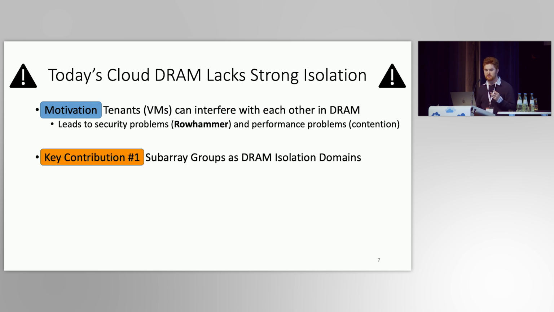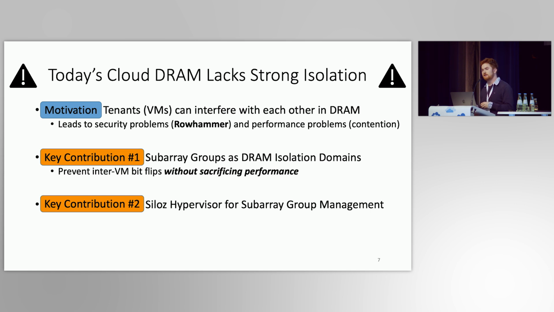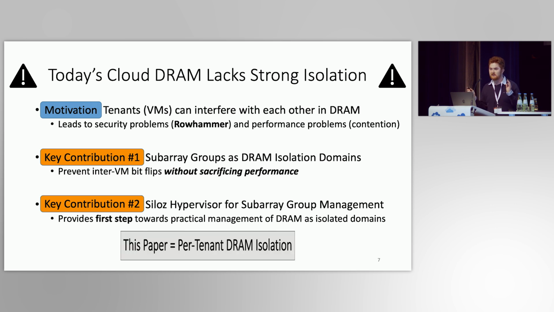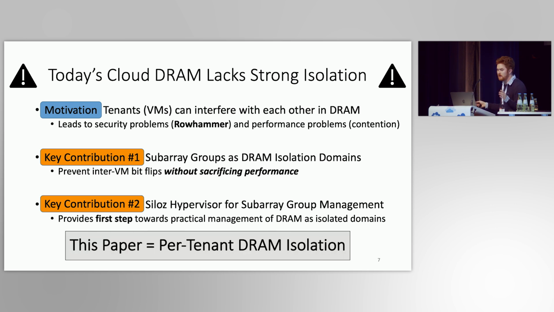So the two key contributions. The first is that we introduce the isolation primitive of subarray groups for DRAM isolation domains. Subarray groups are a structure that prevent inter-VM bit flips without sacrificing performance, crucially, in order to make them practical. The second key contribution is that we introduce the Siloz hypervisor that uses these subarray groups for management of memory. In doing so, this work provides the first step towards practical management of DRAM as isolated domains. So if you take one thing away from today's talk, this paper is all about per-tenant DRAM isolation, bringing the management of cloud DRAM in line with that of other hardware resources that we do today.